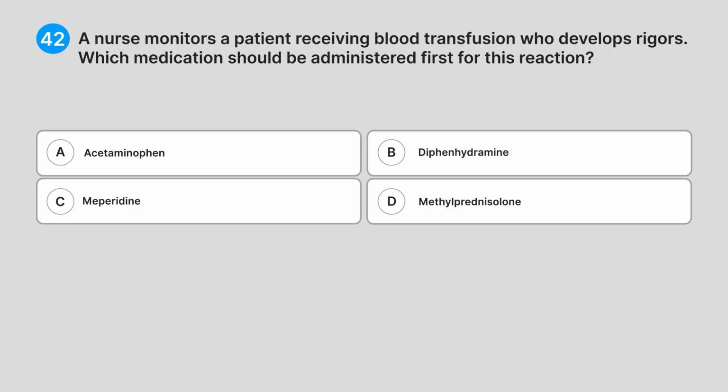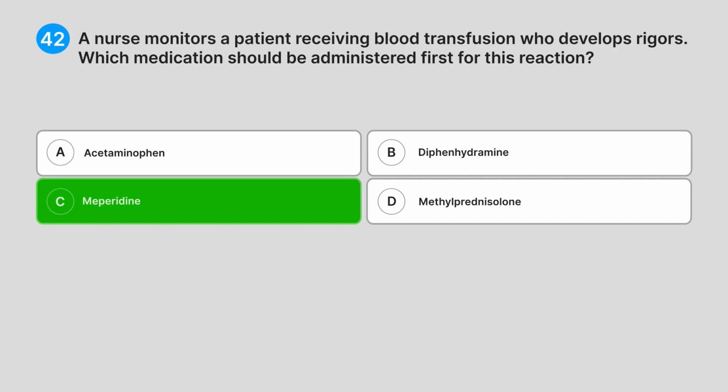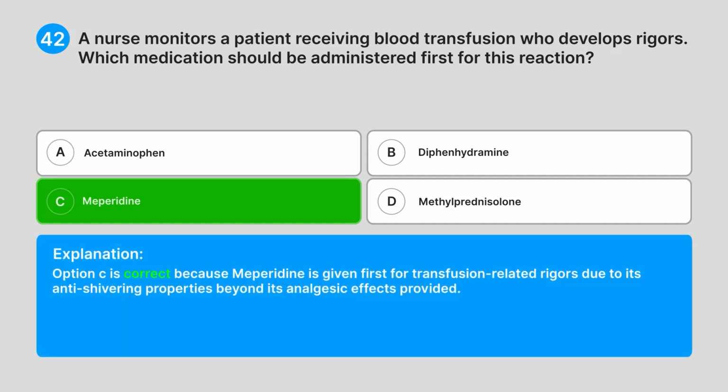Correct answer, C. Meperidine. Explanation: option C is correct because meperidine is given first for transfusion-related rigors due to its anti-shivering properties beyond its analgesic effects provided.